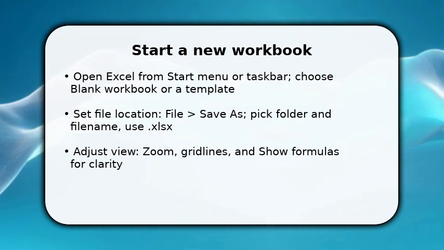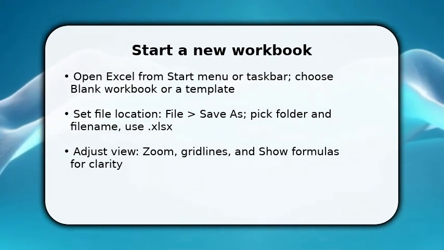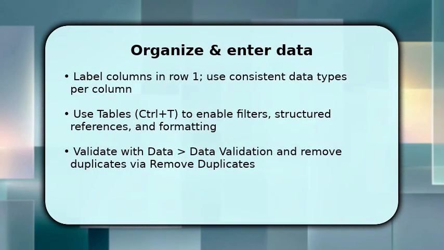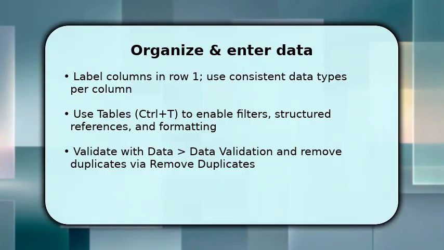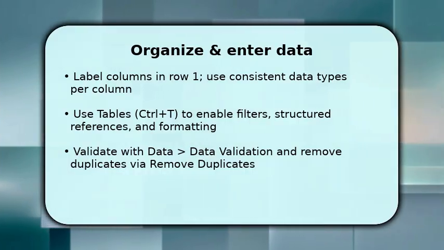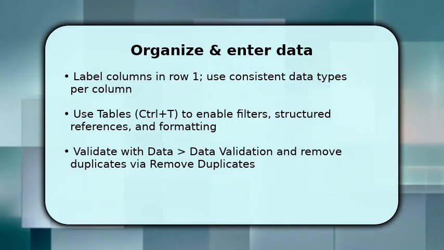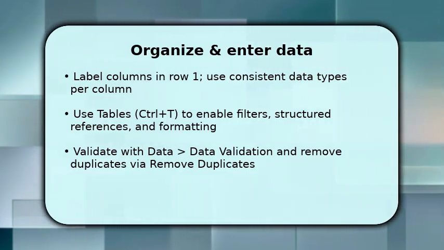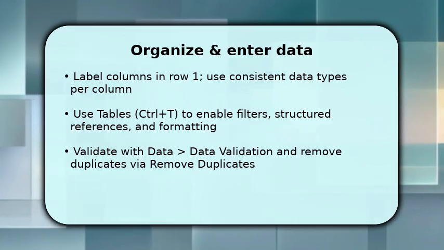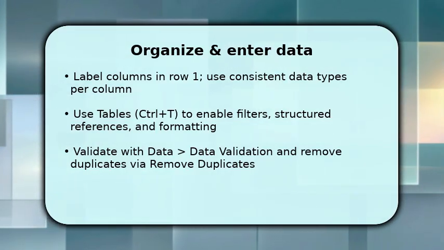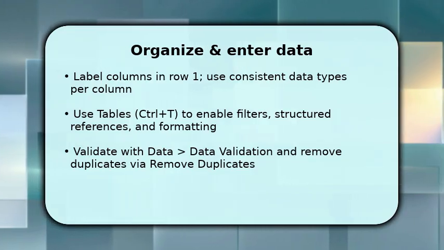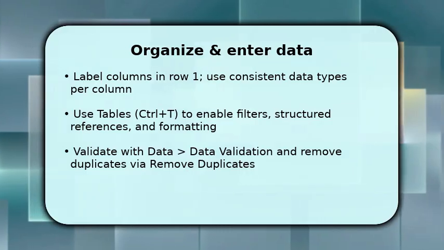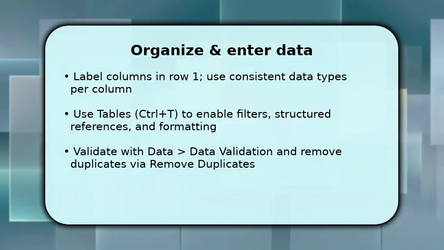These first actions prevent lost work and speed subsequent steps, and they set up a clean canvas for building tables and formulas. You'll structure your sheet by labeling columns and entering consistent values. This matters because formulas depend on predictable types. Once you have a range, convert it to a table with Ctrl+T to gain filters, banded rows, and structured references that simplify formulas. Use data validation to restrict inputs and remove duplicates to clean the list. Together, these reduce errors. As you type, press Tab to move right and Enter to move down, which keeps data aligned and speeds entry while preserving integrity.